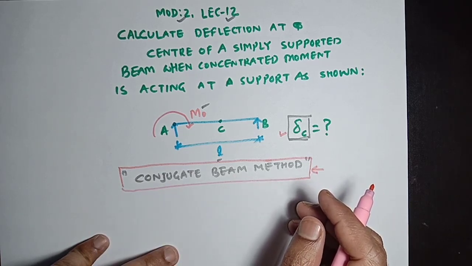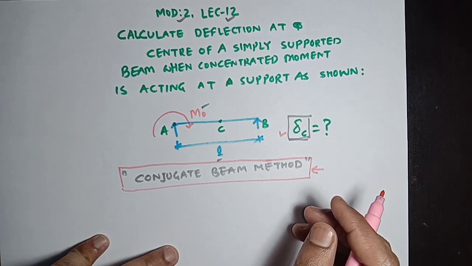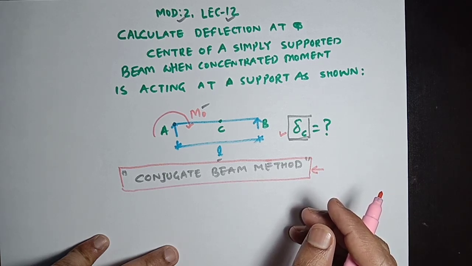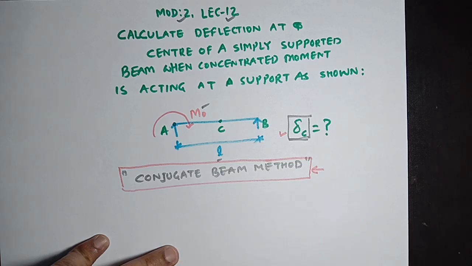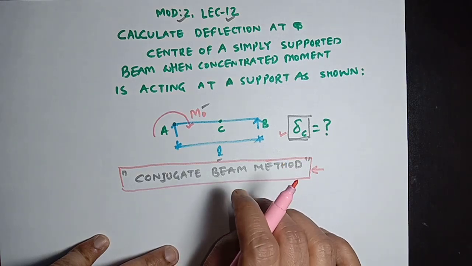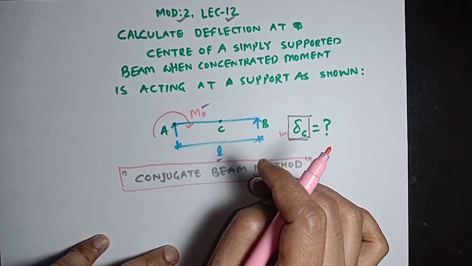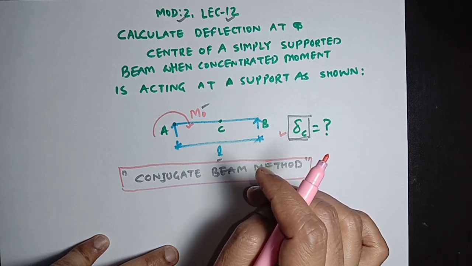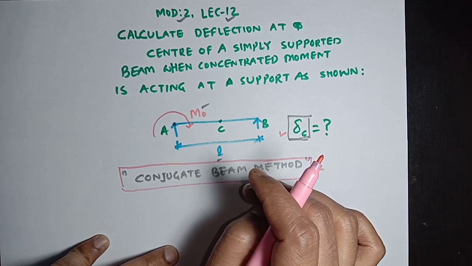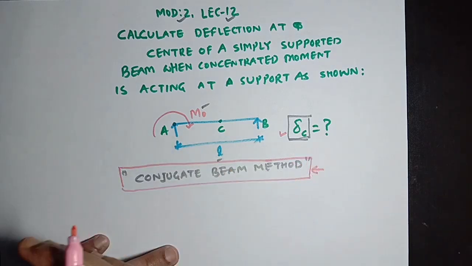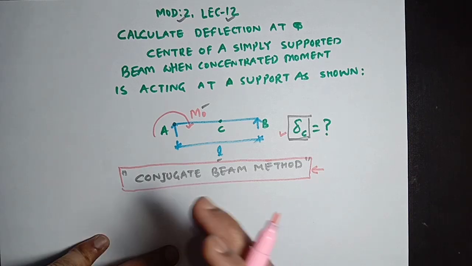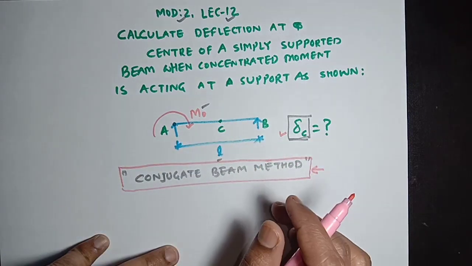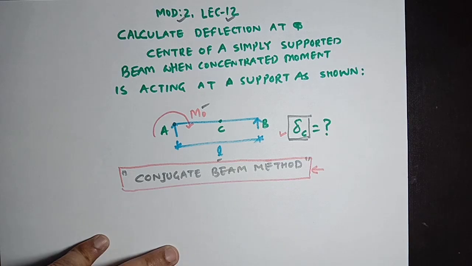There are other methods to calculate deflection, like the unit load method, strain energy method, and moment area method. As per my experience, I find this method very easy for this kind of problem, because by directly calculating the bending moment at any desired point in the conjugate beam, the respective conjugate beam of a real beam, it will give directly the deflection at the same point of a real beam.